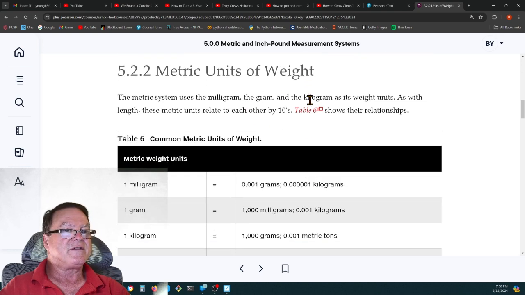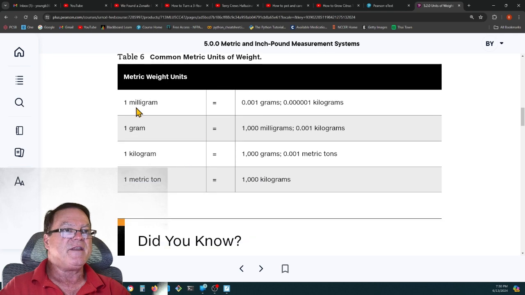Metric units of weight, it's the gram, and then they use prefixes. The milligram is 1/1000th of a gram. A gram is 1,000 milligrams. A kilogram is 1,000 grams. And a metric ton is 1,000 kilograms.